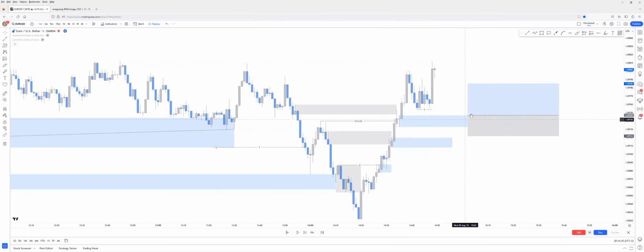I just set a limit order here. I removed my second half of the risk from here and placed it here. So I used 1% risk on this trade. And yeah, guess what has happened?